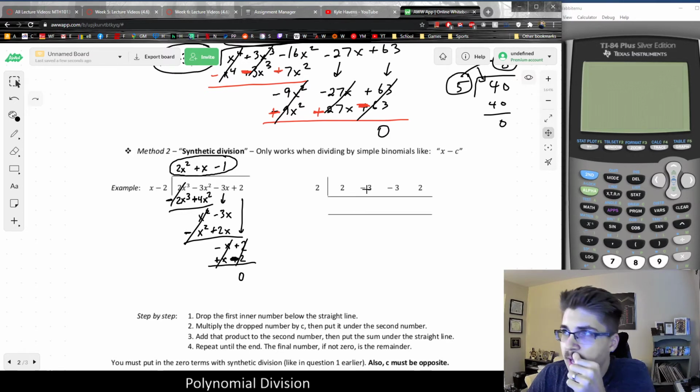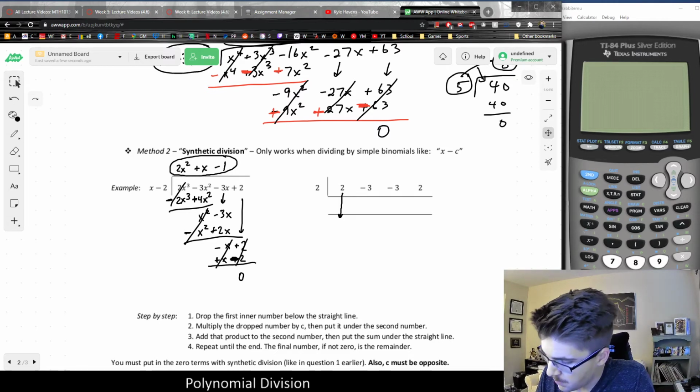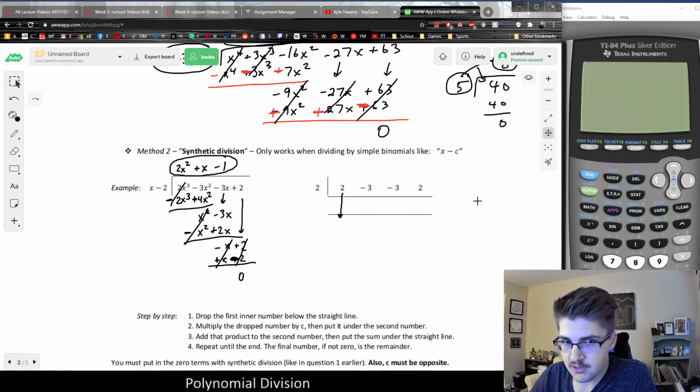right here. And what you're always going to do is take the first inside number and drop it below the second line. You always want to make a little second line beneath your upside down division thing, and the first number will always drop down. The numbers that are below the line always multiply into the number right here. So what I would do next is 2 times 2.